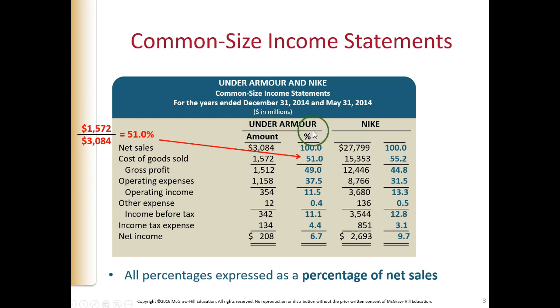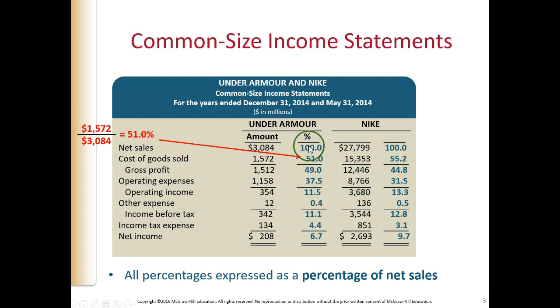You can do this with one company. We did it for Under Armour. You can do the same thing with Nike. Works the same way. Divide all the other numbers in the income statement by net sales. This is a way to compare percentages between companies, because of course Nike, you can see, is a lot larger than Under Armour. So instead of worrying about comparing, for example, net sales of $27 million compared to $3 million, let's compare percentages. So how well is each company doing compared to the other one?